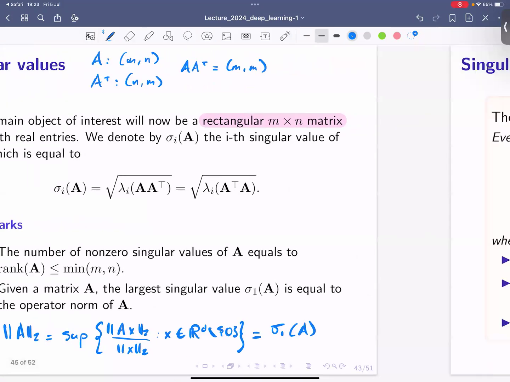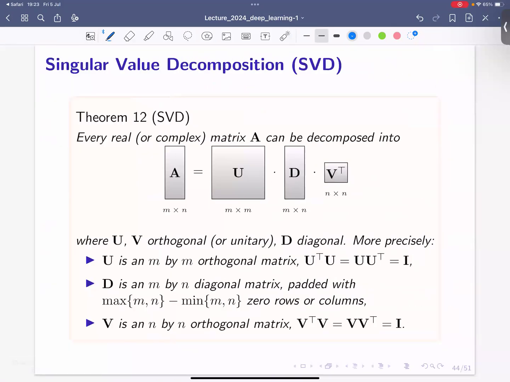All right. So now that we have defined the concept of a singular value, I'd like to discuss a tool that is useful to decompose matrices. This is the so-called singular value decomposition. So what do we do with the singular value decomposition? We start from an m by n matrix, which is our A matrix here, and we decompose this into the product of three matrices.